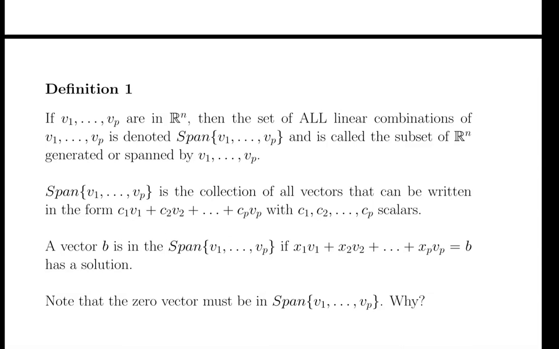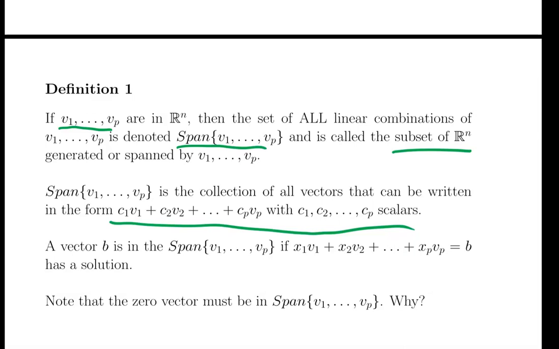Okay, so you have V1 to VP, vectors in Rn. If we take a look at the set of all possible linear combinations of those vectors, that's called the span of V1 to VP. It is clearly a subset of Rn. Technically, it's a subset of Rn generated or spanned by the V1 to VP vectors. So the span of V1 to VP is a collection of vectors that can be written in this form with C1 to CP any scalars you like.